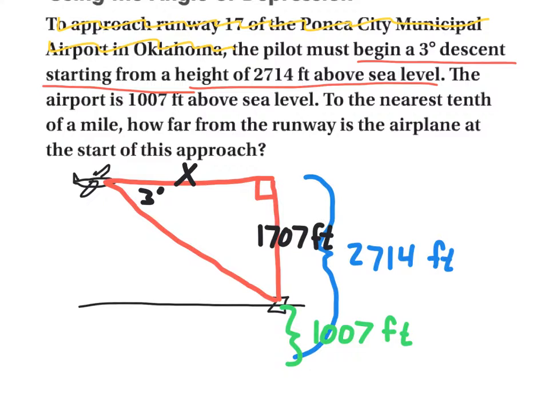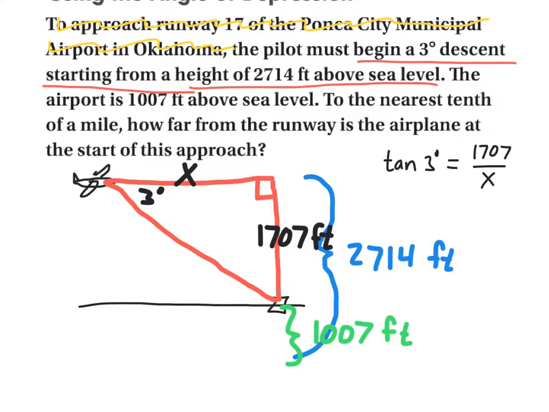All right, so again, we have to be careful on what we're calculating. To the nearest tenth of a mile, how far away from the runway is the airplane at the start of its approach? We are looking for that value x up there, that horizontal ground distance to the airport. Now that we have this figured out, which trig ratio are we going to use from SOHCAHTOA? Tangent. We know the opposite leg, and we're looking for the adjacent leg. So this should be the tangent of 3 degrees equals the opposite leg over the adjacent.